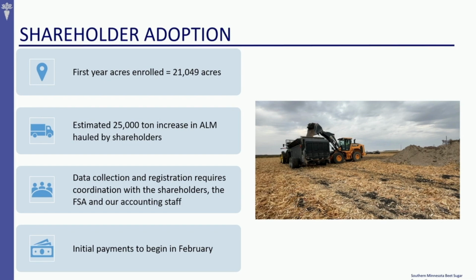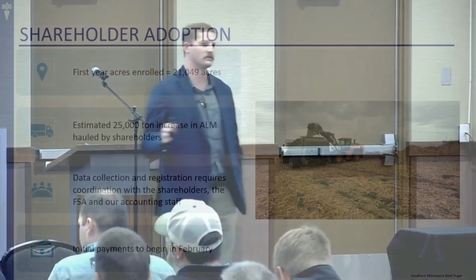The shareholder adoption of this Climate Smart program has been a really good uptake, just considering we rolled it out right before harvest. We got over 21,000 acres enrolled. I think we had about a 25,000 ton increase from the lime that got hauled out just by the shareholders, not including the non-shareholders. There's a lot of data collection involved with this program.